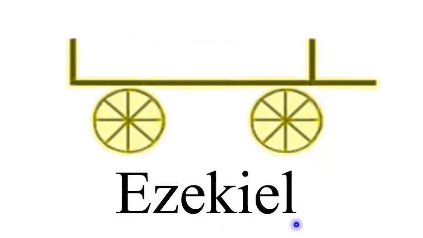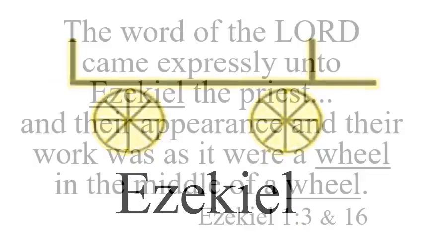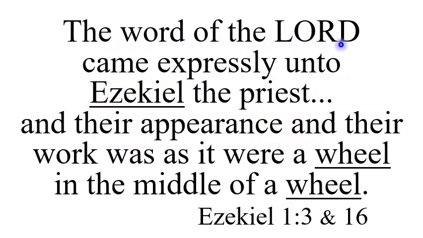The icon for Ezekiel is the golden 2-wheel cart, because the Bible says, "The word of the Lord came expressly unto Ezekiel the priest, and their appearance and their work was as it were a wheel in the middle of a wheel." Ezekiel 1:3 and 16.